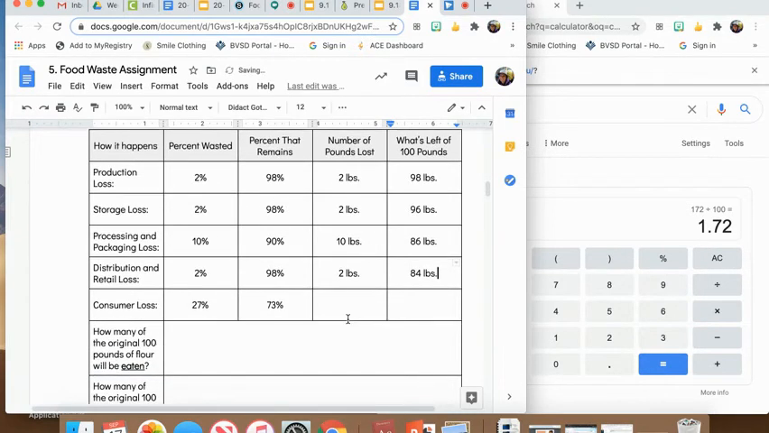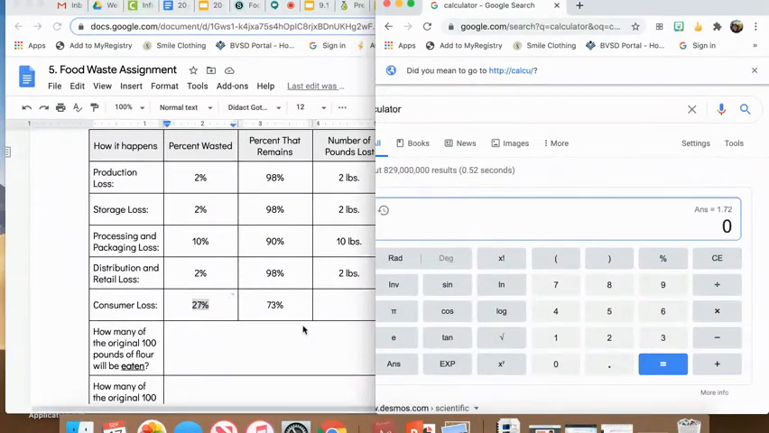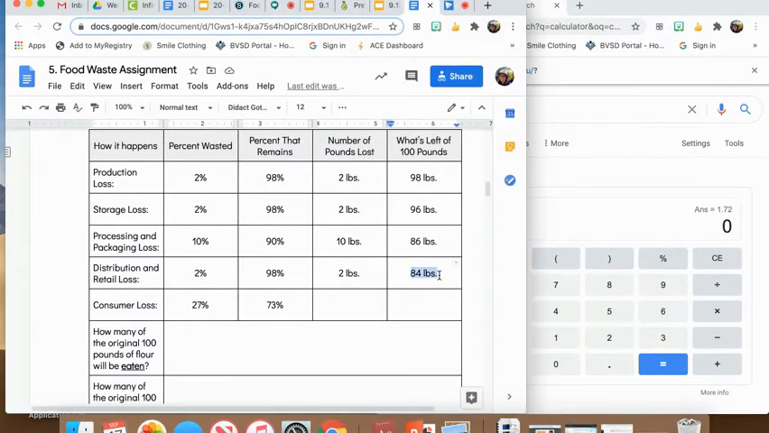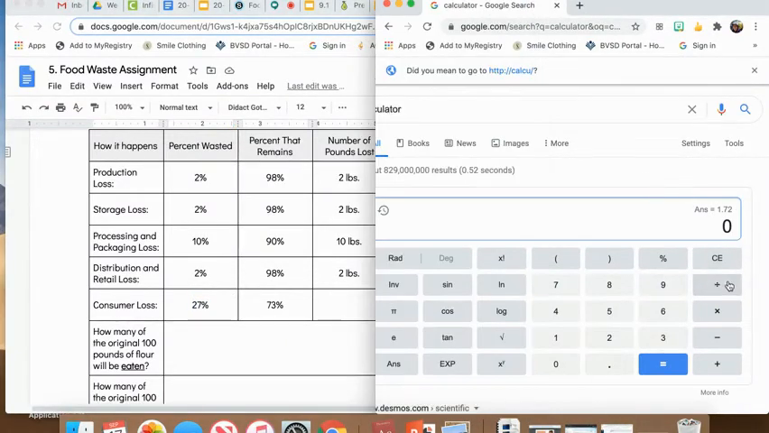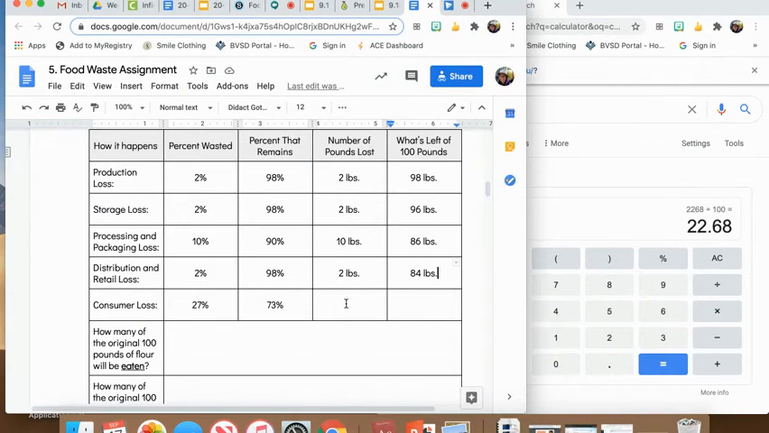And we just have to do our last one, which is consumer loss, which has 27% wasted. So I'm going to take 84 times 27 divided by 100, which is 22.68. We're going to round up again, so we're going to round up to 23.